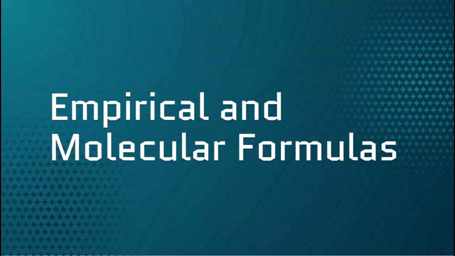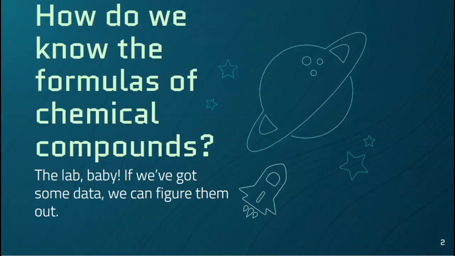Okay, we're going to be learning today about empirical and molecular formulas. So basically what we're going to be talking about is how do we know the formulas of these chemical compounds, right? So we say that carbon dioxide is CO2, but how do we know that, okay? And basically the answer is the lab, okay? If we do experiments and we get some data, we can figure out formulas of chemical compounds. So this is going to show you how to do that, okay?